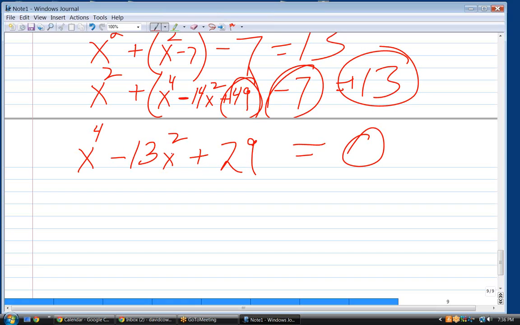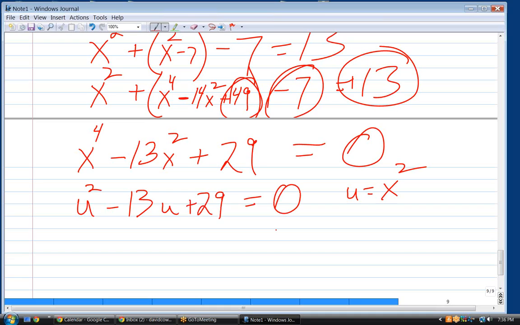Well, it's not real easy to see that this is a quadratic. Let me use something called U substitution. Are you familiar with this? No. If I let u equal x squared, then this turns into u squared minus 13u plus 29 equals 0. So it really is a quadratic, and I can now apply the quadratic formula to solve for u. So what is u going to be? We'll get to x, but first we have to solve for u.